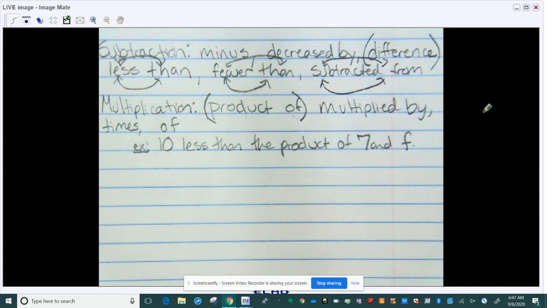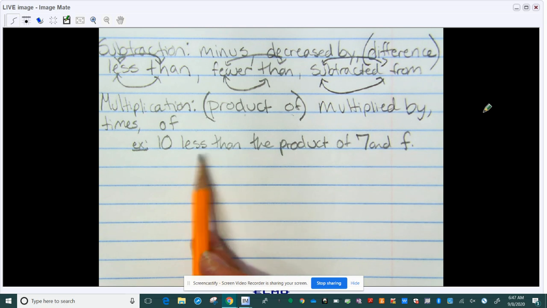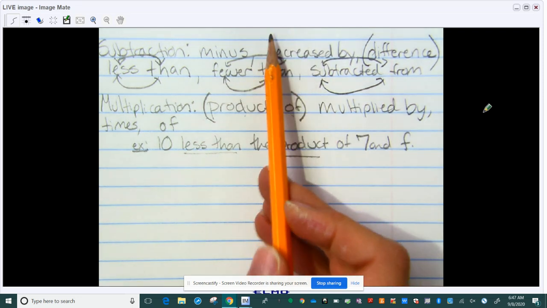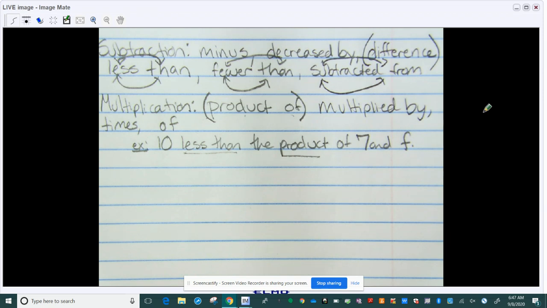So we see two operators here. We have a less than for subtraction, and we have product for multiplication. So those are key. You're going to want to note those. We have an expression going on here that's a bit more complicated than the one we did back up there. So I usually start with the operators first.